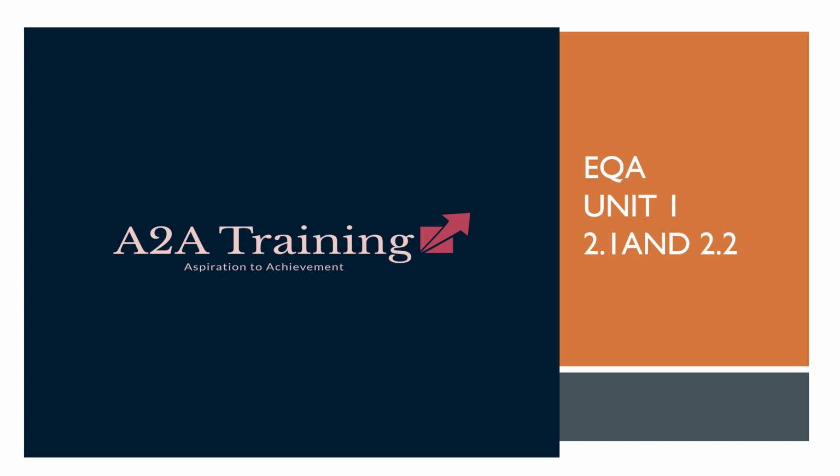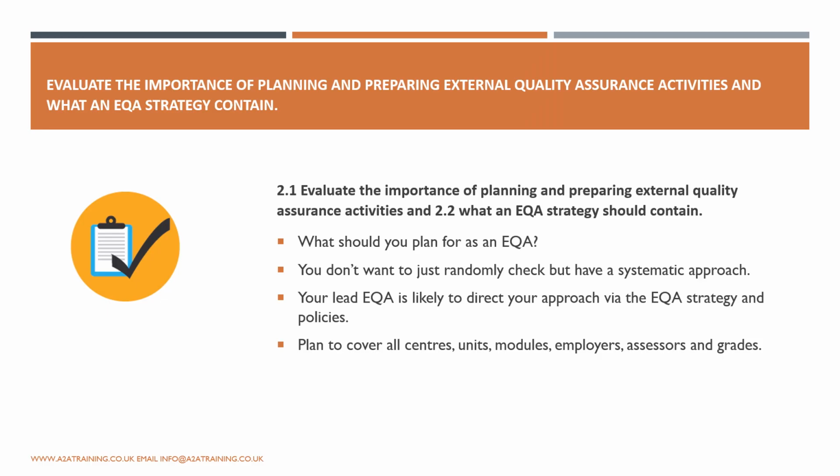Talking today about EQA Unit 1, 2.1 and 2.2. 2.1 asks you to evaluate the importance of planning and preparing external quality assurance activities, and 2.2 asks you what an EQA strategy should contain. So what should you plan for as an EQA?